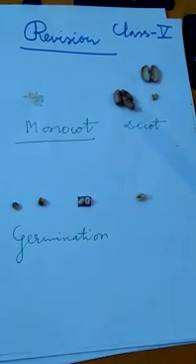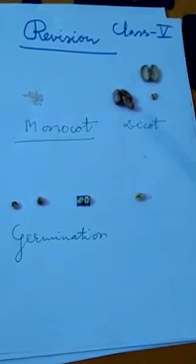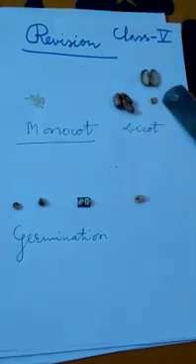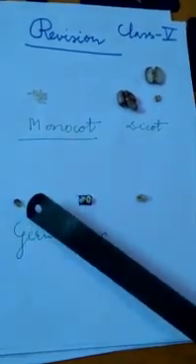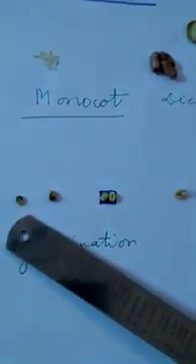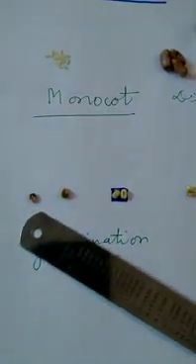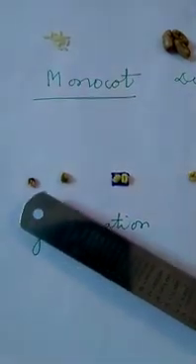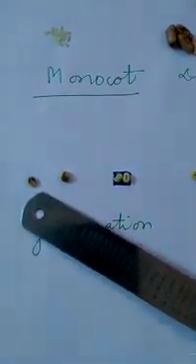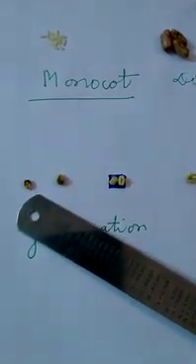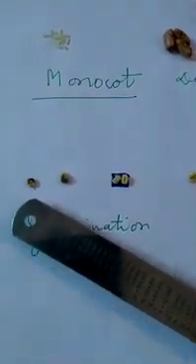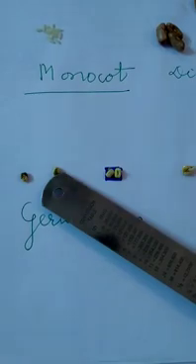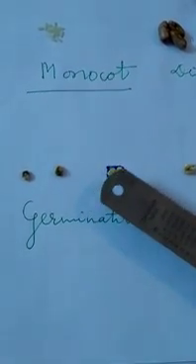Cotyledons are the food supply, because all of us know and we discussed that when the seed starts germinating, children, it needs energy. And all of you know that the seed does not have leaves. So when it starts germinating after getting air, water, and warmth, it needs some energy, and that energy is given by its cotyledons, that is the stored food, to germinate.